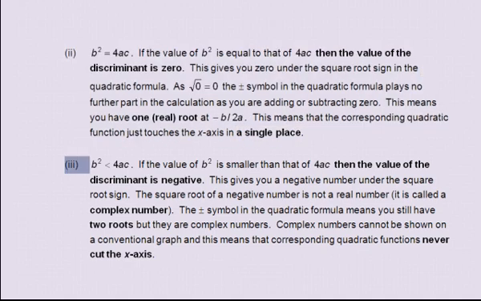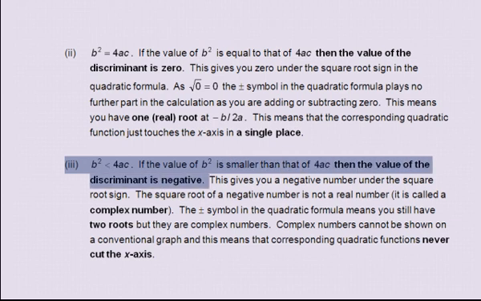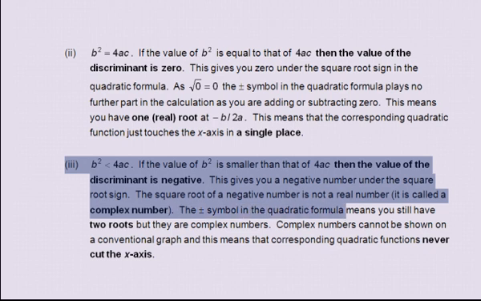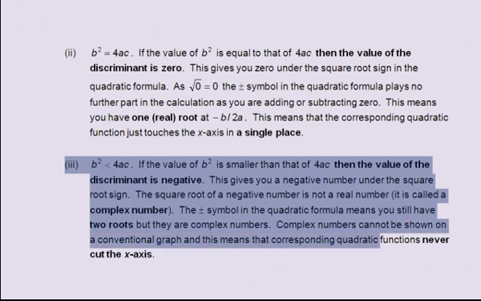3. If b squared is less than 4ac. If the value of b squared is smaller than that of 4ac, then the value of the discriminant is negative. This gives you a negative number under the square root sign. The square root of a negative number is not a real number. It is called a complex number. The plus minus symbol in the quadratic formula means you still have two roots, but they are complex numbers. Complex numbers cannot be shown on a conventional graph, and this means that corresponding quadratic functions never cut the x-axis.